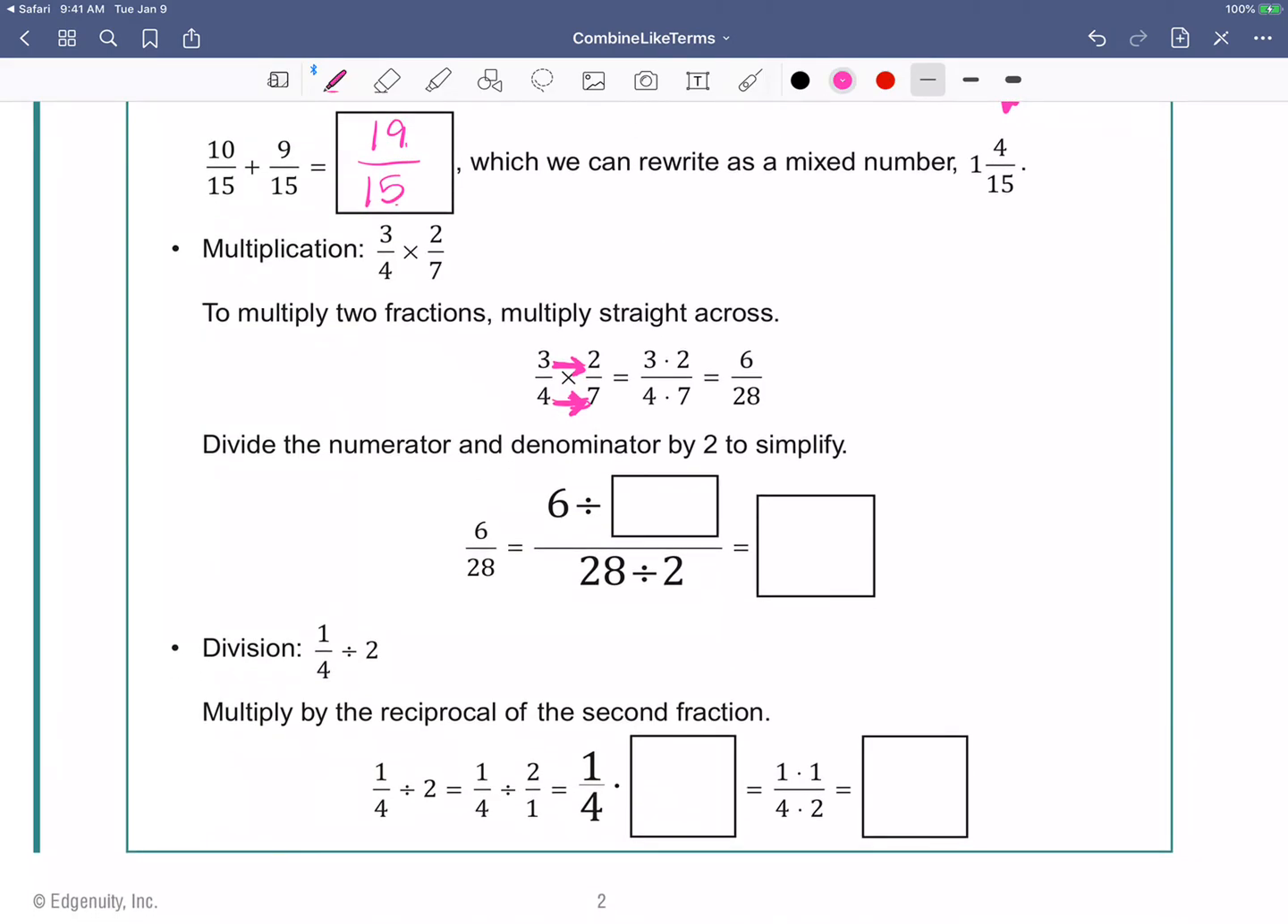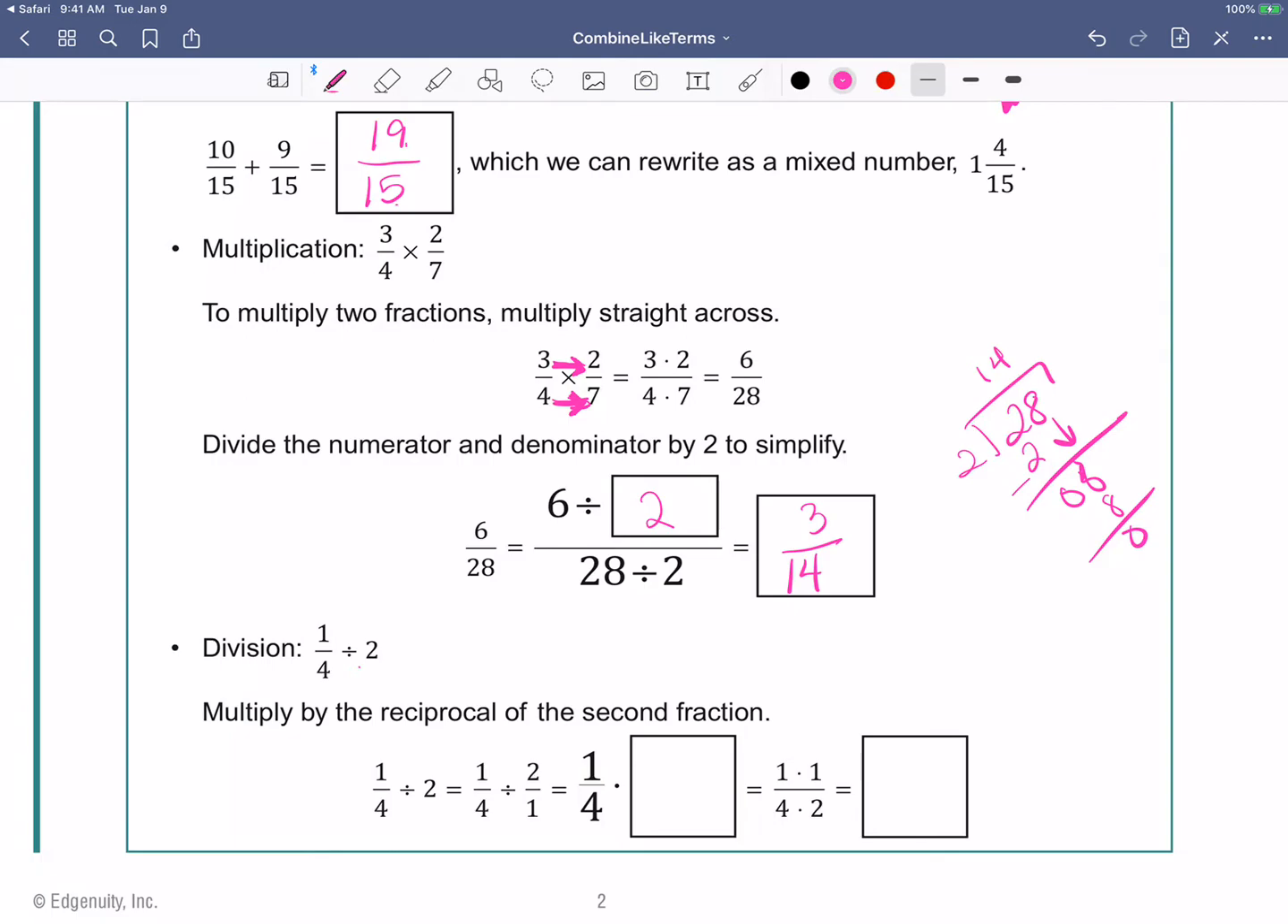We can simplify this by dividing by 2. 6 divided by 2 is just 3, and 28, we worked it out on the side here, divided by 2 is going to give me 14. So 3/14. Okay, now the last one, division of 1/4 divided by 2.